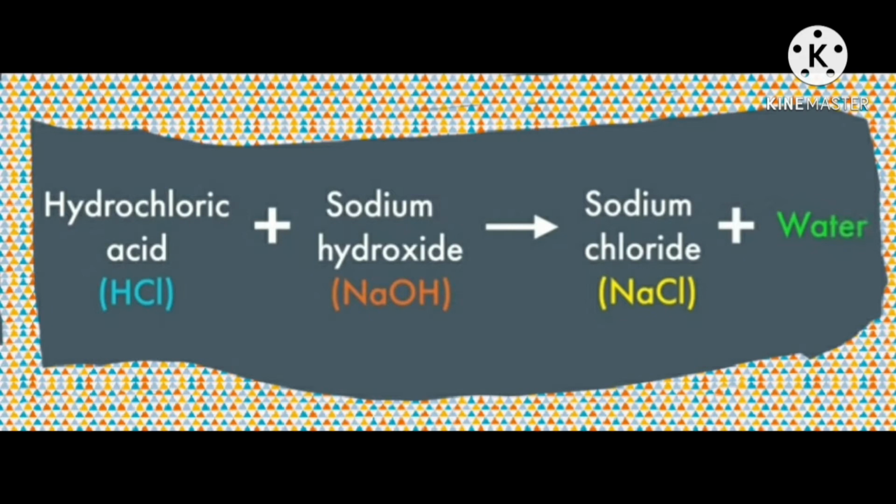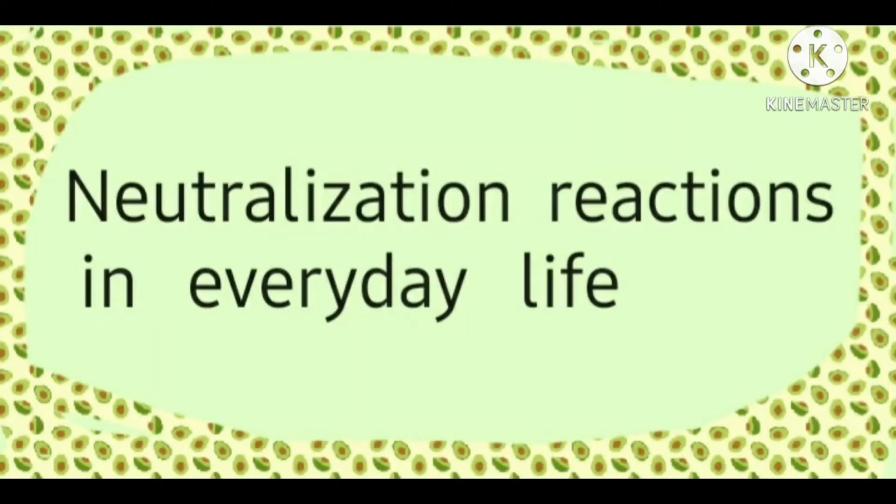For example, sodium hydroxide is a base and hydrochloric acid is an acid. When sodium hydroxide is treated with hydrochloric acid, a neutralization reaction takes place to form sodium chloride and water. This can be represented as sodium hydroxide, that is NaOH, plus hydrochloric acid, that is HCl, gives sodium chloride, that is NaCl, and water. Water is H2O. Okay?